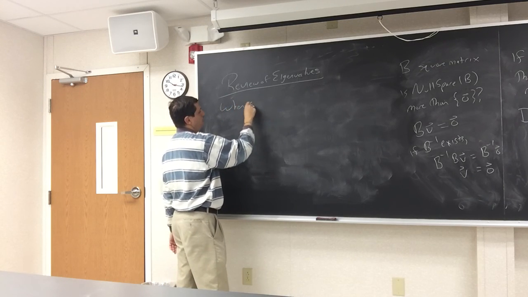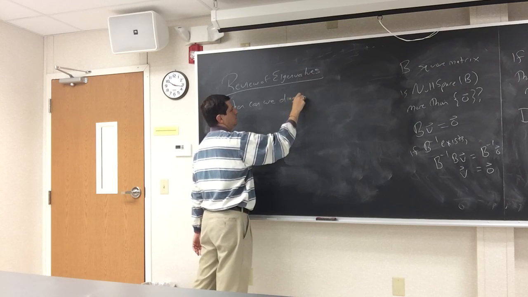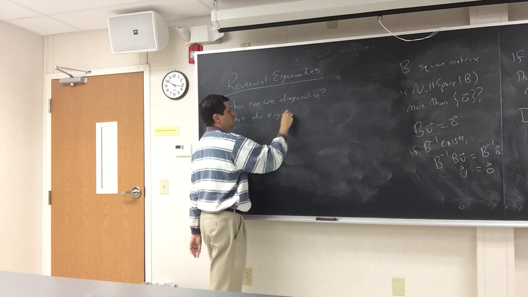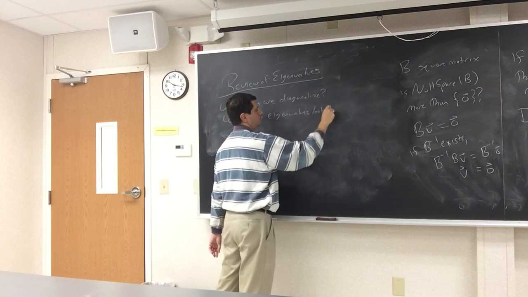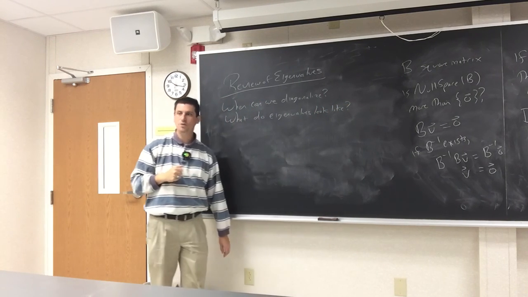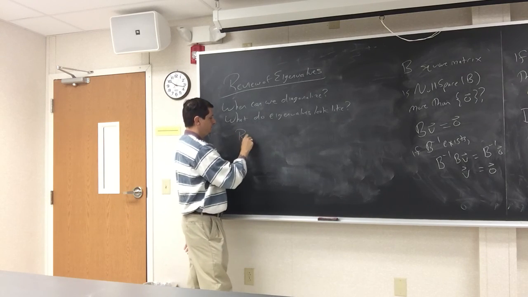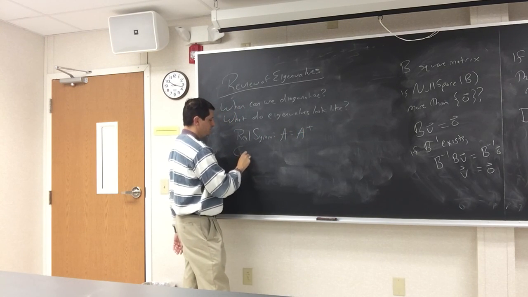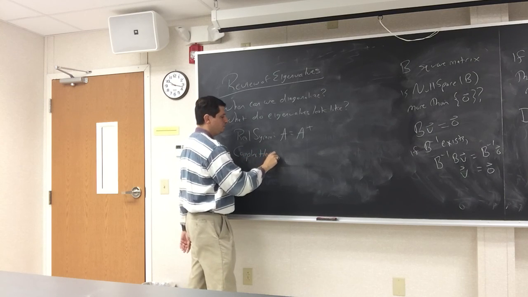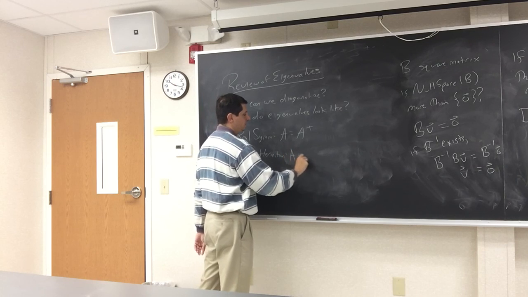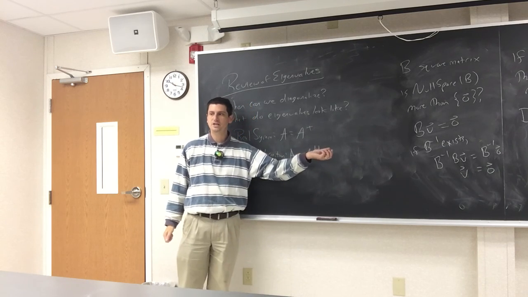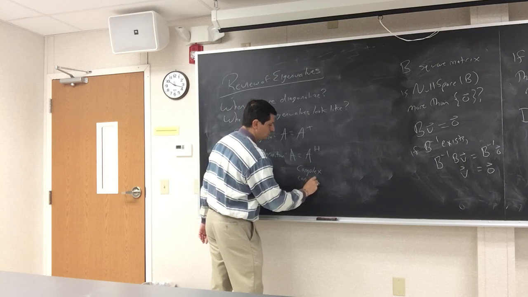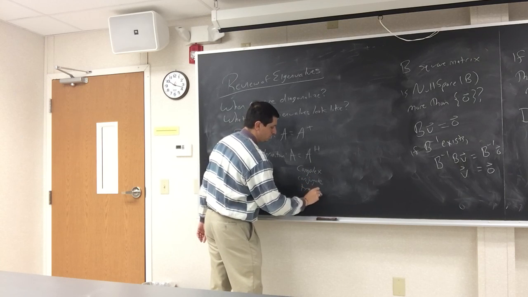So when can we diagonalize? What do the eigenvalues look like? Now, it turns out in a lot of problems that have physics meaning, we have real symmetric matrices, so A equals A transpose. Sometimes we have complex Hermitian, where A equals A Hermitian. A Hermitian means take the complex conjugate transpose.